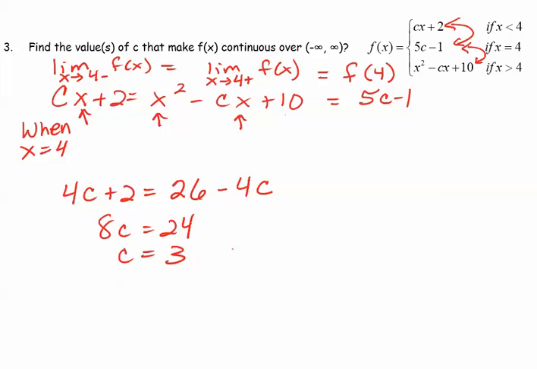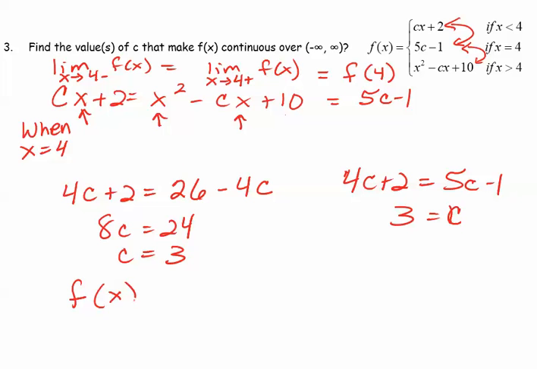And then we could verify, or we could solve again here for one of these other combinations. So when we had 4c plus 2 equals 5c minus 1, we will get c is equal to 3. So we verified the constant we're looking for. So we could conclude that f of x is continuous at x equals 4 if c is equal to 3.